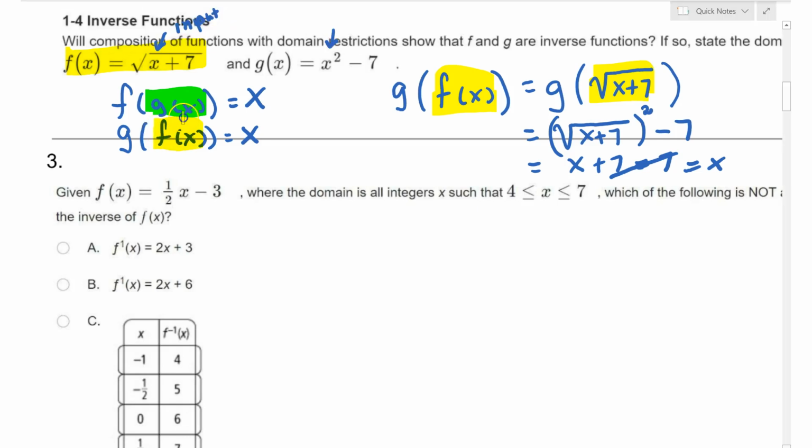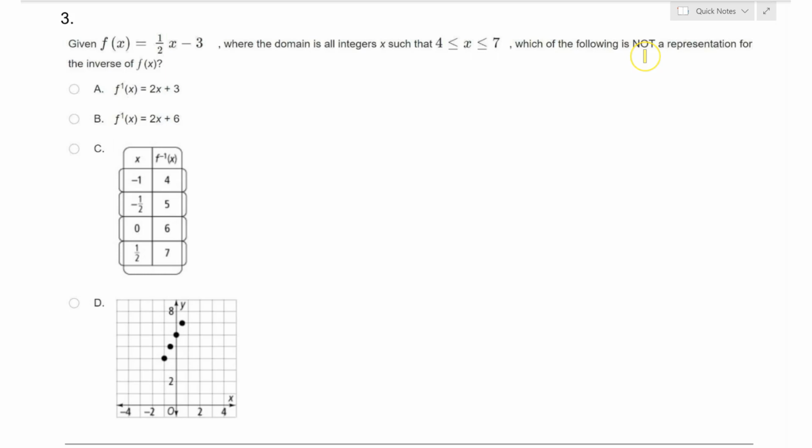We really didn't touch upon domain restrictions, but for the purpose of reviewing, I just wanted you to understand how to check that they're inverse of each other. 4 and 7, or x is greater than or equal, or x is less than or equal to 7, which is not a representation.